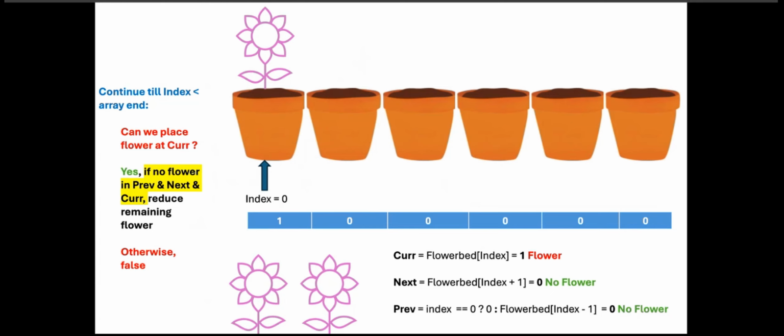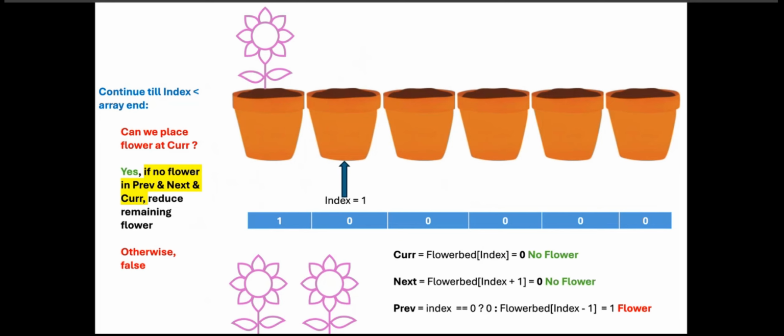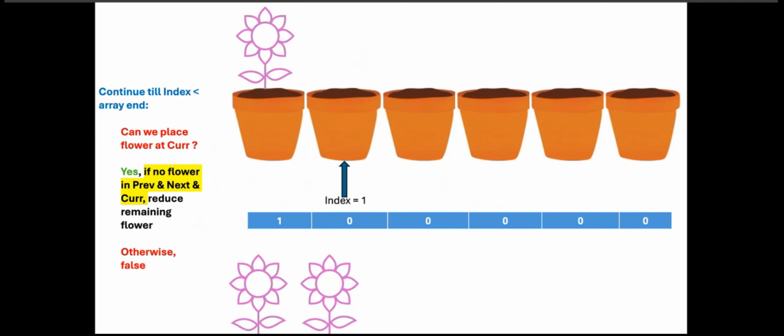But to be able to place the flower, there should not be any flower in the previous, current, and the next plot. So here there is already a flower, so we cannot do anything. Increment the index, then check again. We cannot plant a flower here because in the previous plot there is already a flower.